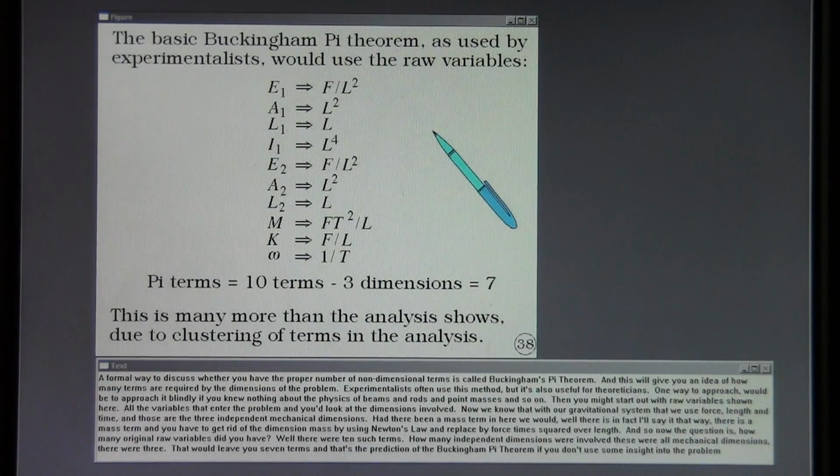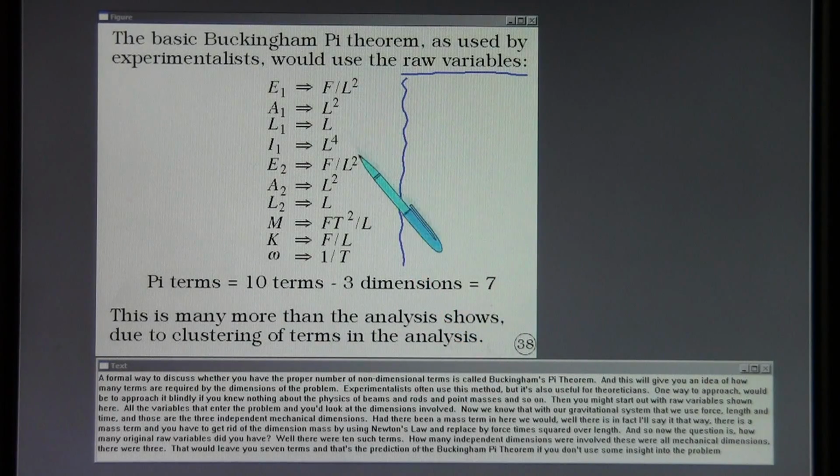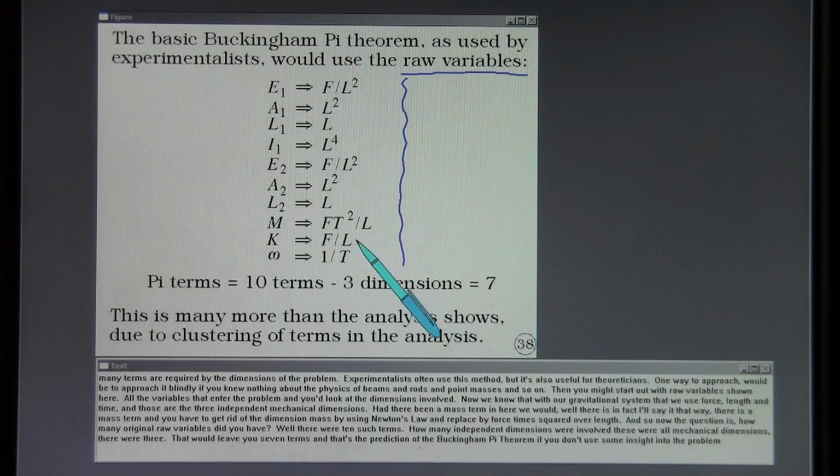Then you might start out with raw variables shown here, all the variables that enter the problem, and you'd look at the dimensions involved. Now we know that with our gravitational system that we use force, length, and time, and those are the three independent mechanical dimensions. Had there been a mass term in here, we would, well, there is, in fact, a mass term, and you have to get rid of the dimension mass by using Newton's law and replace it with force times time squared over length.